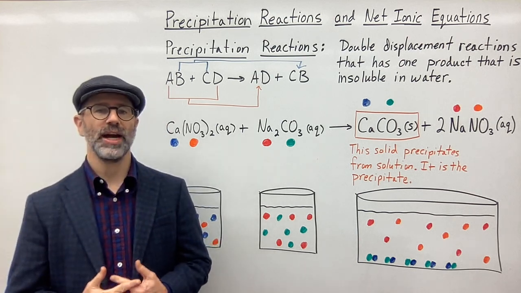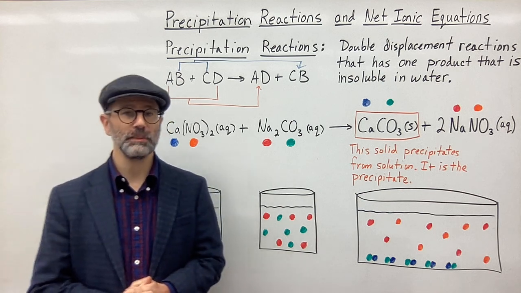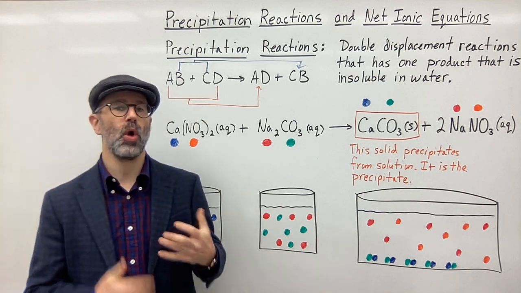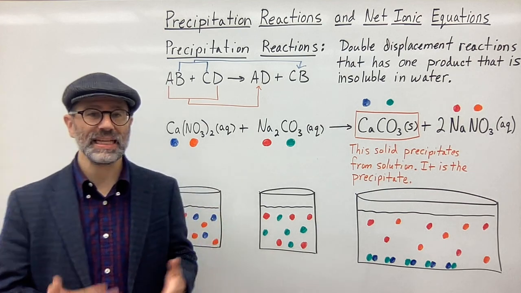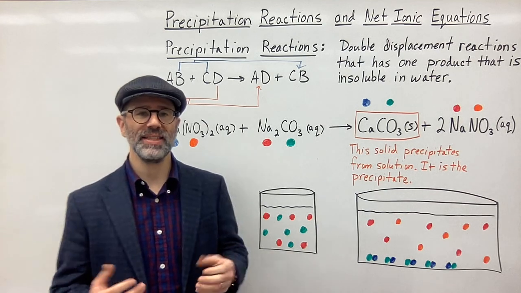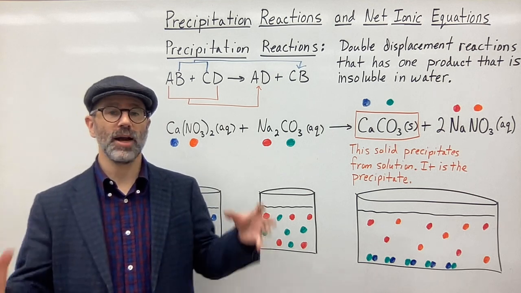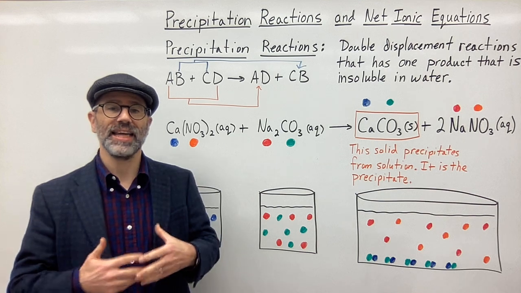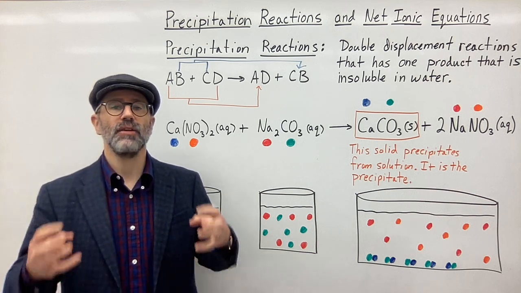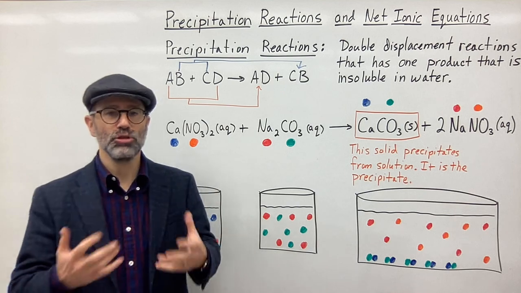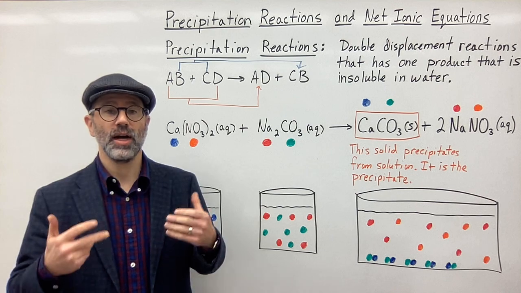Precipitation reactions are a subset or a kind of double displacement reaction in which one of the products is insoluble in water. What does that mean, insoluble in water? Well, that means that it cannot be dissolved in water. So when the product forms, it can't stay in solution. It's going to come out of solution. It's going to form a solid, and this usually results in cloudiness in your solution.